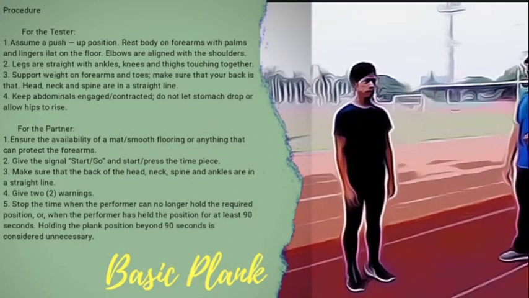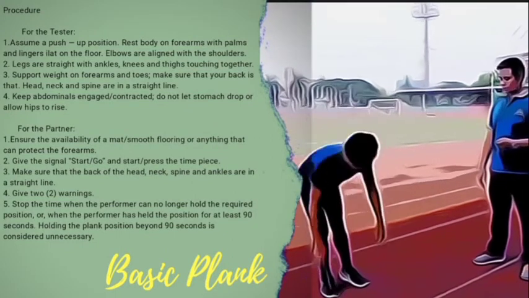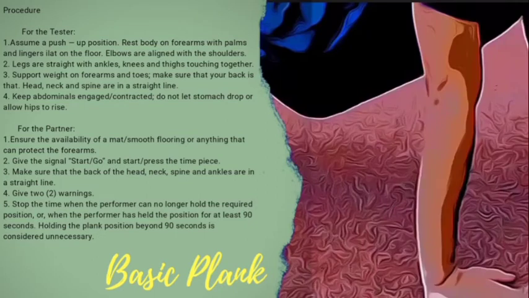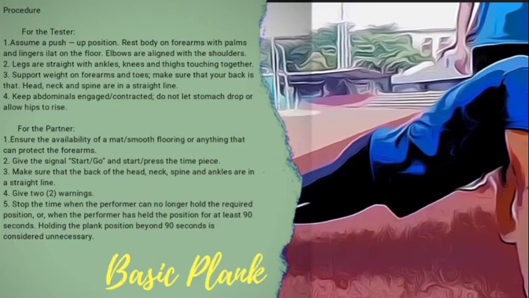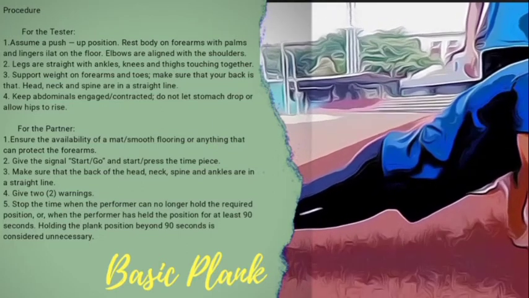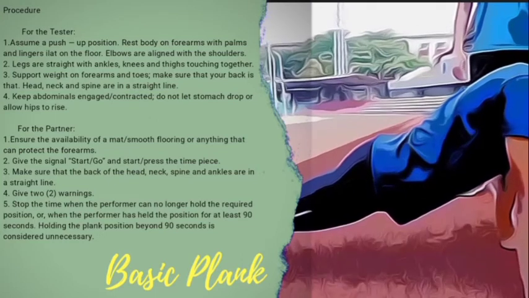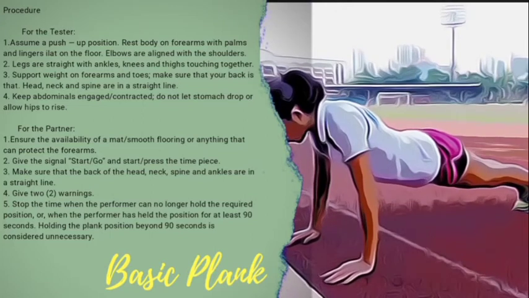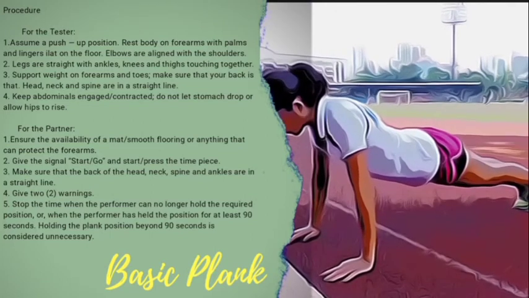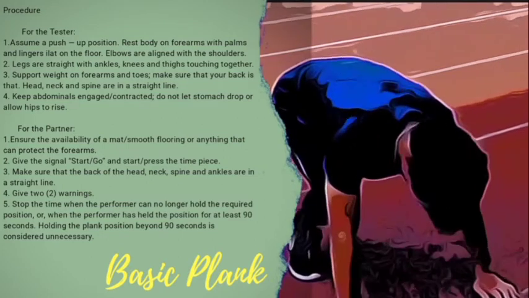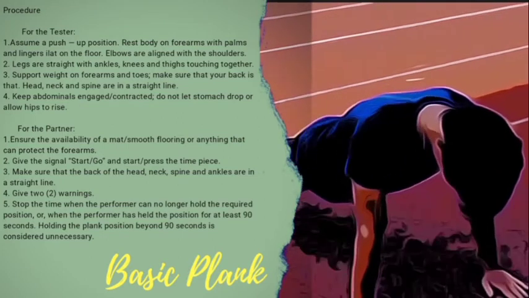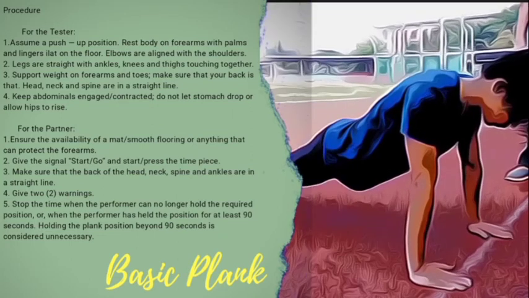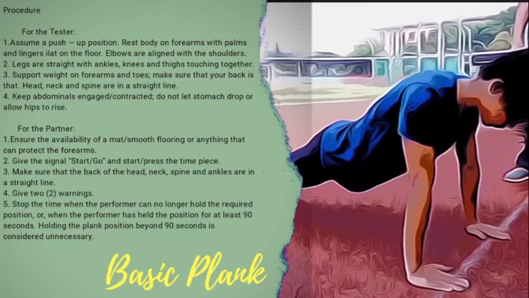For the performer, assume a push-up position. Rest body on forearms with palms and fingers flat on the floor. Elbows are aligned with the shoulders. Legs are straight with ankles, knees, and thighs touching together. Support weight on forearms and toes. Make sure that your back is flat. Head, neck, and spine are in a straight line. Keep abdominals engaged or contracted. Do not let stomach drop or allow hips to rise.